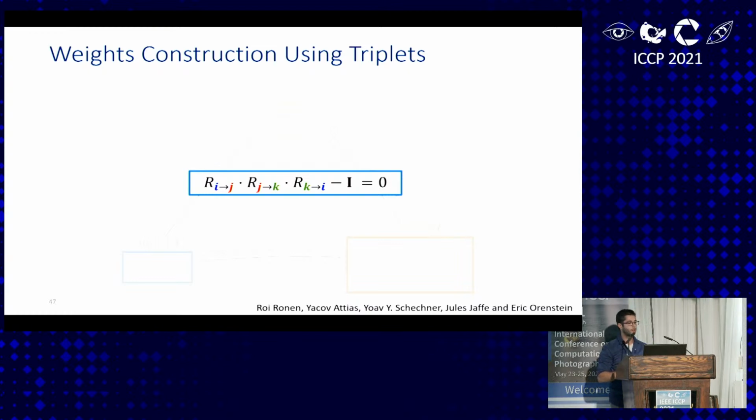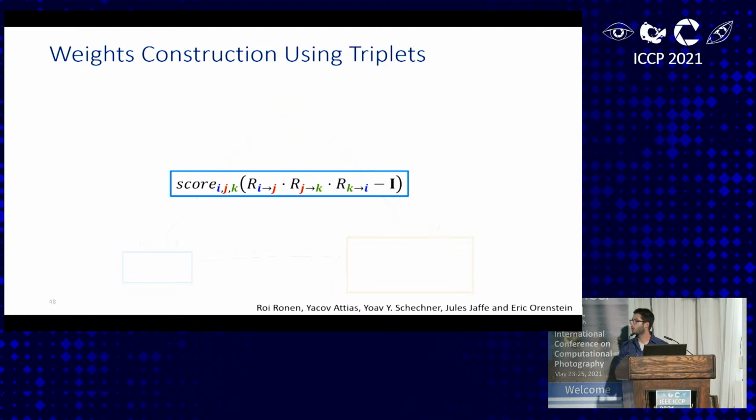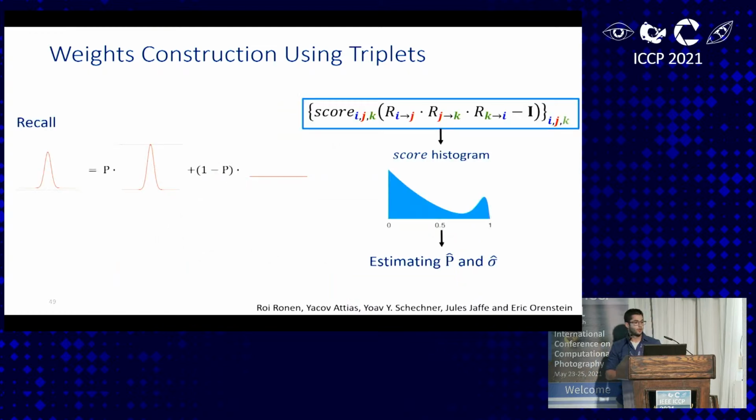However, as we said, these rotation estimations are prone to errors due to non-rigid deformation of the objects. Therefore, we use a numerical scalar score function between 0 and 1 to evaluate how much this condition is satisfied. Aggregating all triplet scores, we can estimate the model parameters P and sigma. Details are in our paper.